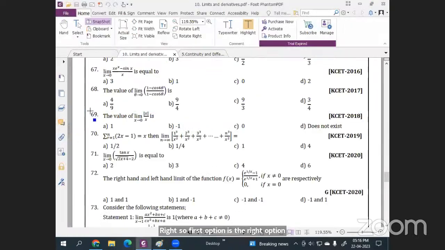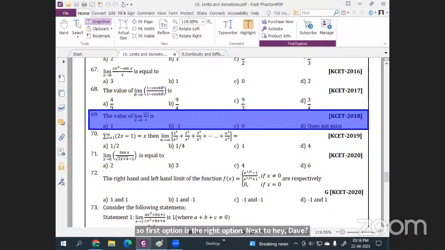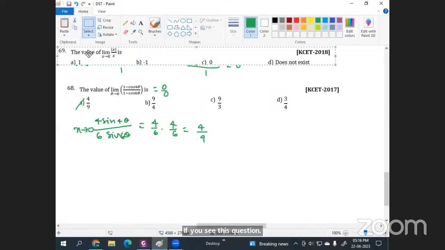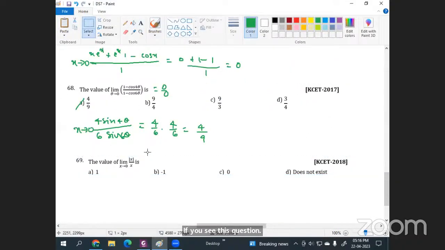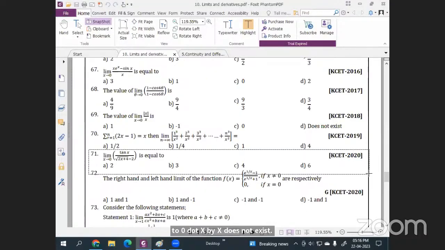Next, if you see this question, what is your option now? The value of limit x tends to 0 of mod x by x does not exist. Already we have done this question. Does not exist. Right? Now comes the 71.